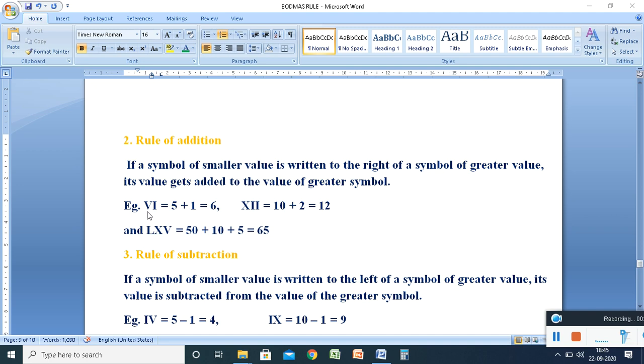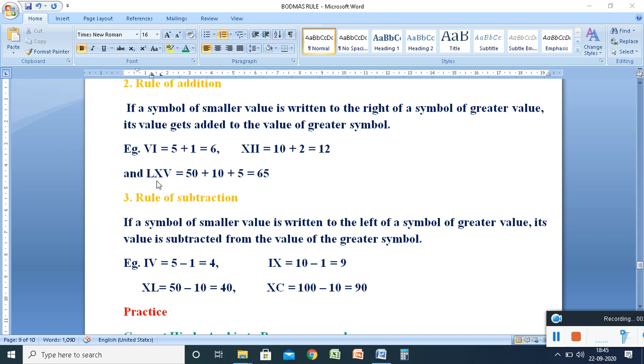Compare the numbers. We have the value 5 and I has the value 1, so I is a smaller number. If the smaller value is on the right-hand side, you have to add the numbers. Look at this example. X, you already know, is 10, and there are 2 I's, which is nothing but 2. They are on the right-hand side, so you have to add the values: 10 plus 2 is equal to 12.